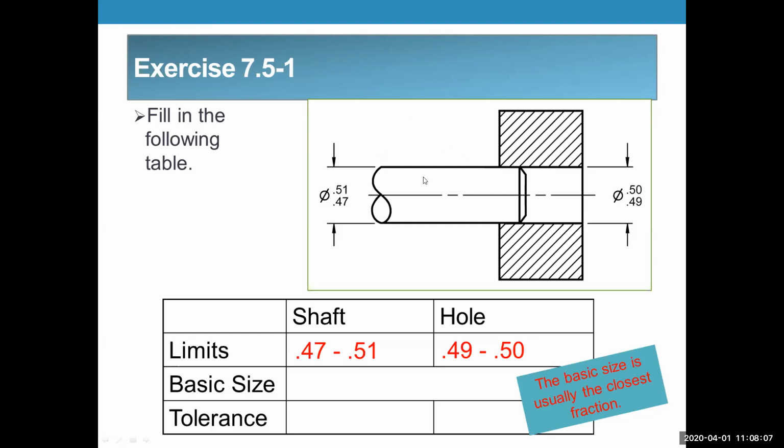What is the maximum material of the shaft? 51. 0.51, that's correct. So as the shaft gets smaller, or it starts to lose material, the diameter gets smaller, right? The maximum material of the hole is 0.49, right? Because we're talking about the hole has no material. So we're talking about the material that surrounds the hole. So a smaller hole has maximum material around it.